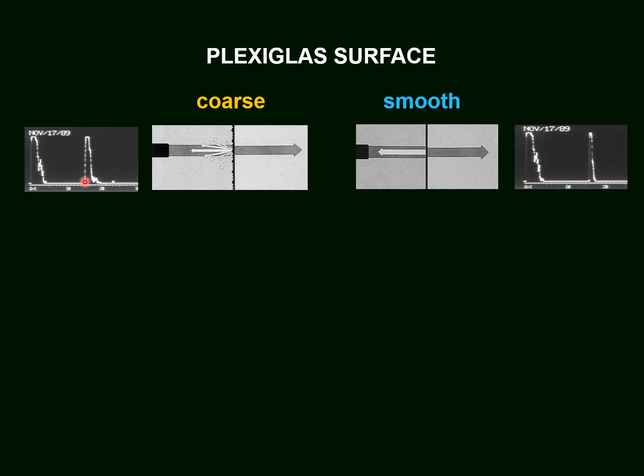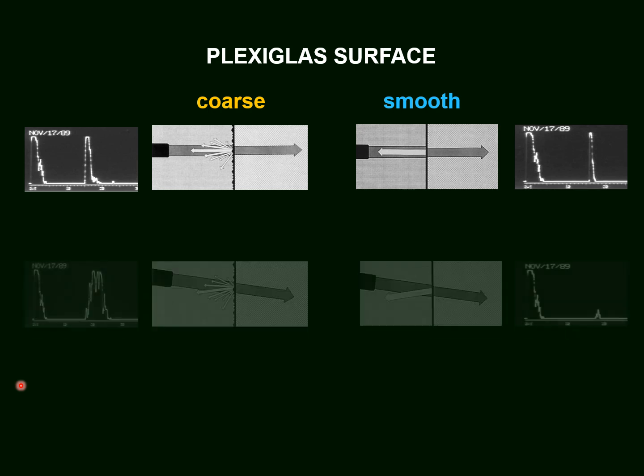Here we see a number of high frequency oscillations, we call them high frequency nodes. Here we see a very smooth line, because with a smooth surface the echo very quickly rises to the maximum, whereas here there is a continuous rise to the maximum. And that is the difference between smooth and coarse large interfaces.